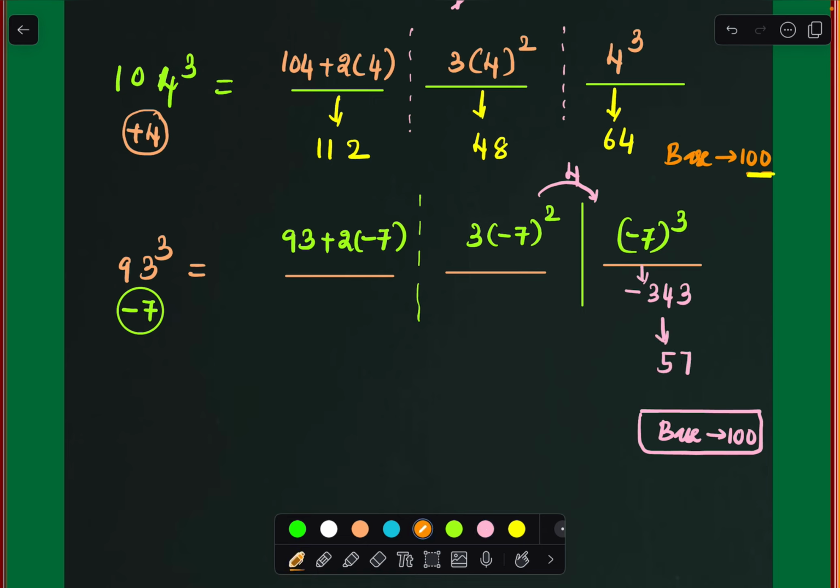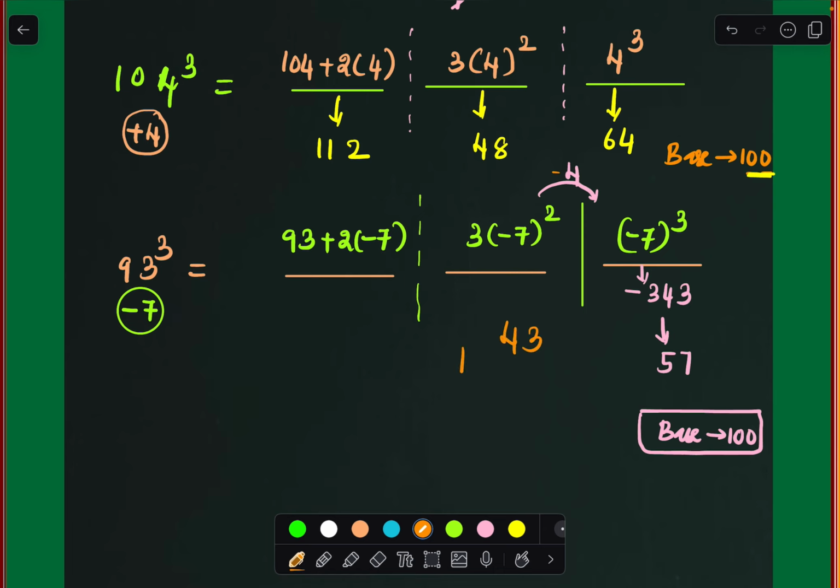Next, here we can calculate this place also. So 7 square is 49, 49 into 3 value. What will we get here? 49 into 3 is 150 minus 3, 147. This borrow also we need to subtract. So 147 minus 4 will get 143. We write 43, and 1 is the carry on that.